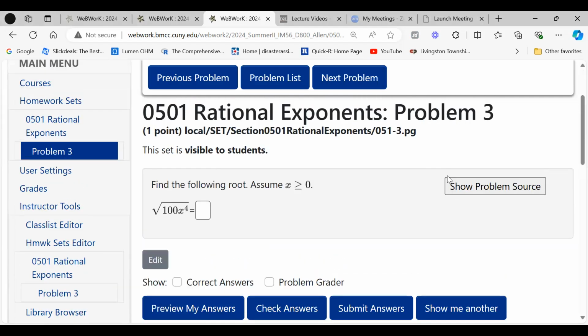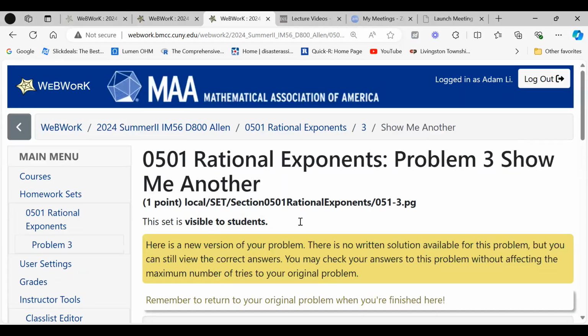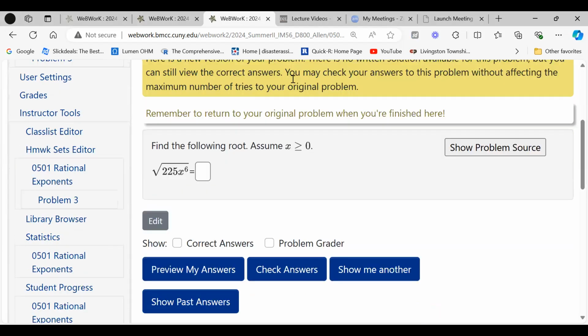All right, so what if we have multiple terms? Something like this. Let me show you a question here: square root of 225x to the 6. How do we simplify this?